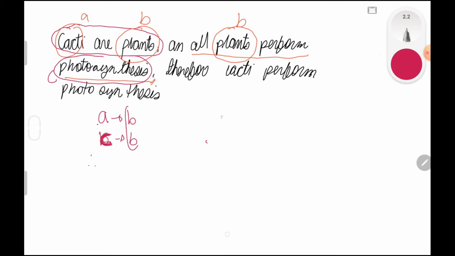Therefore, I may say that since we have a syllogism in these two, A can be described by our C. Okay? So, based on the conclusion, cacti perform photosynthesis. Okay? If you evaluate the premises, we all know that all plants perform photosynthesis. And cacti are a type of plant. Okay? So, from this, since it did not overgeneralize our conclusion, therefore, this is a valid statement.